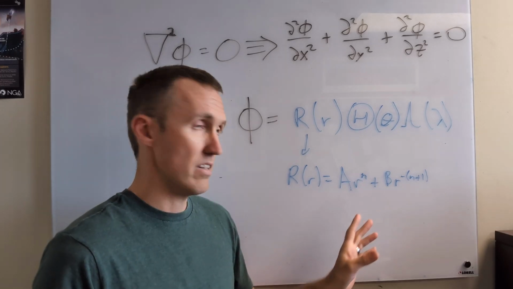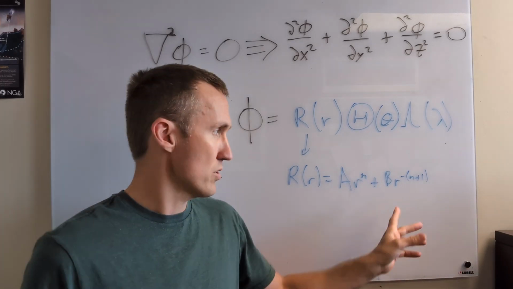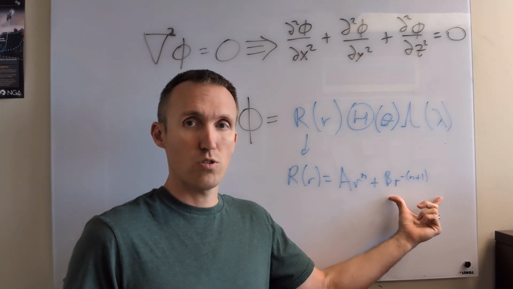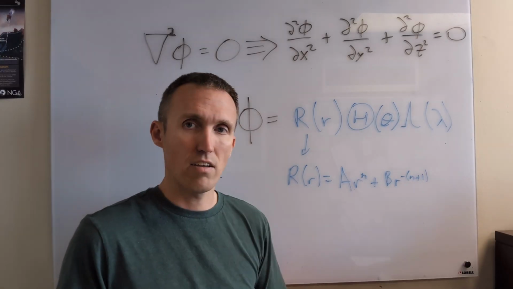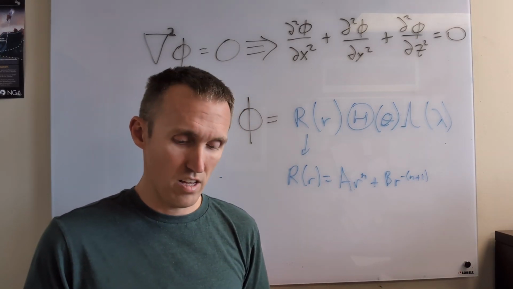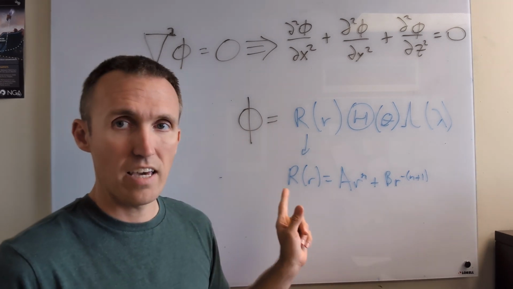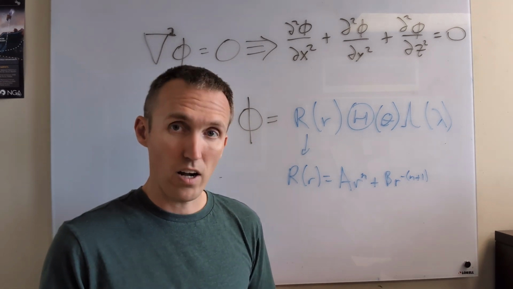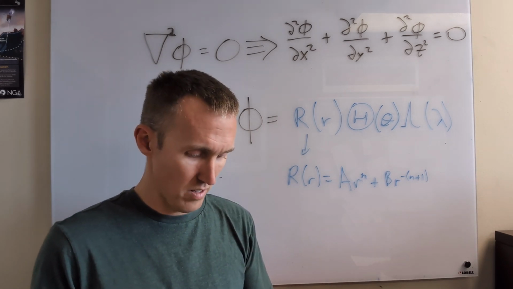If we were outside the Earth, outside of all sources, we would probably want solutions that look like this, where there's a negative power law decay with distance. So the potential is decaying with distance. That's a very common type of solution.